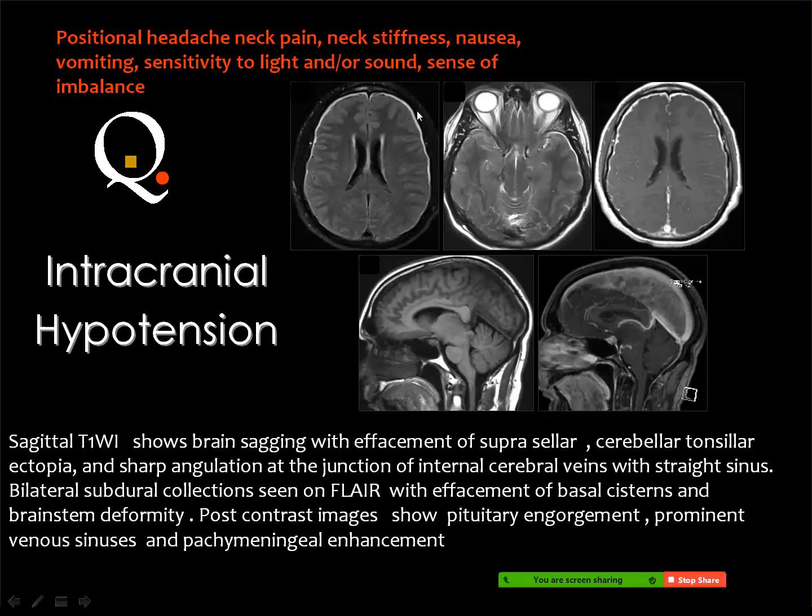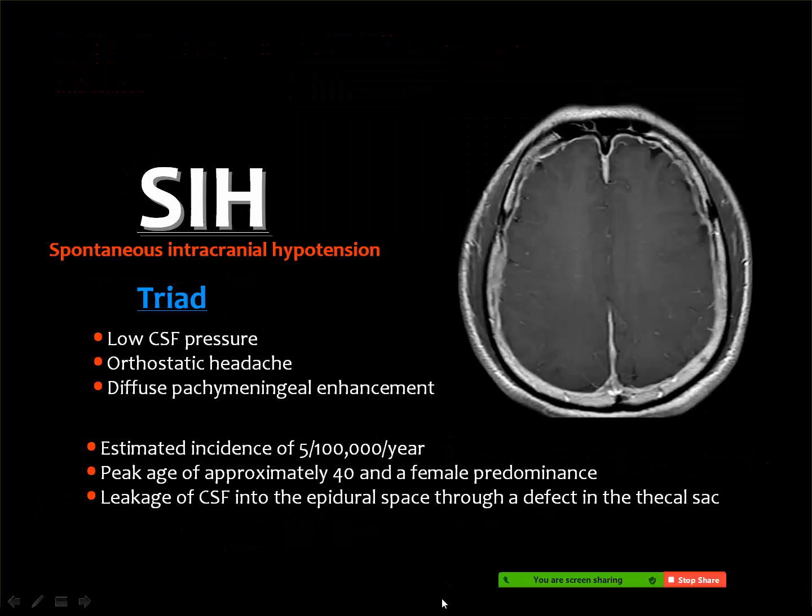Then if you go to the original case, you can see that the ventricles are attenuated. There is some subdural collection. There is obliteration of the cistern around the pons, and there is engorgement and enhancement of the sella of the pituitary gland, with acute angle between the internal cerebral veins and the straight sinus.